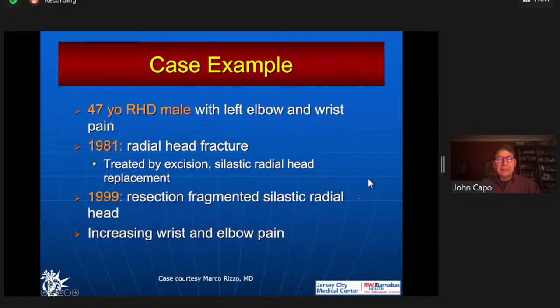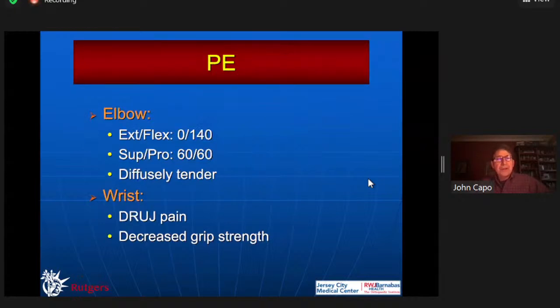All right, so here's another case, a complex case that Marco Rizzo shared with me. So a 47-year-old right-hand dominant male, left elbow and wrist pain. In '81, back in the day, radial head fracture, was treated by excision and silastic radial head replacement. That didn't work out. In '99, resection of the fragmented silastic radial head, increasing wrist and elbow pain. So elbow flexion extension is pretty good. Supination, pronation limited, but symmetric, diffusely tender, and really pain. DRUJ pain and also elbow pain.